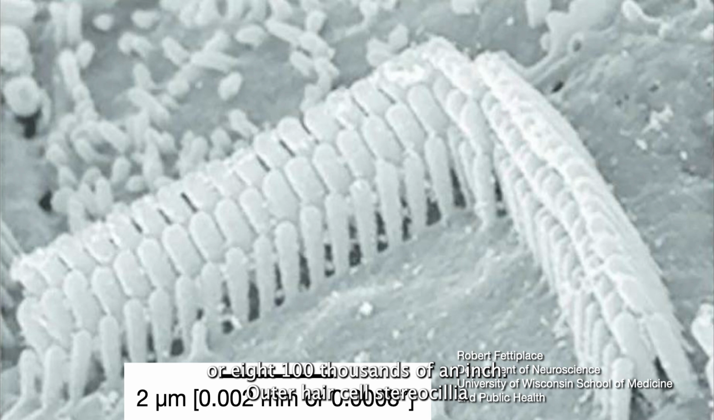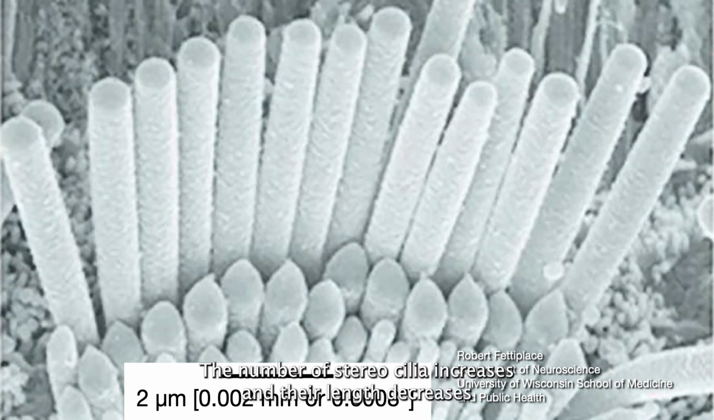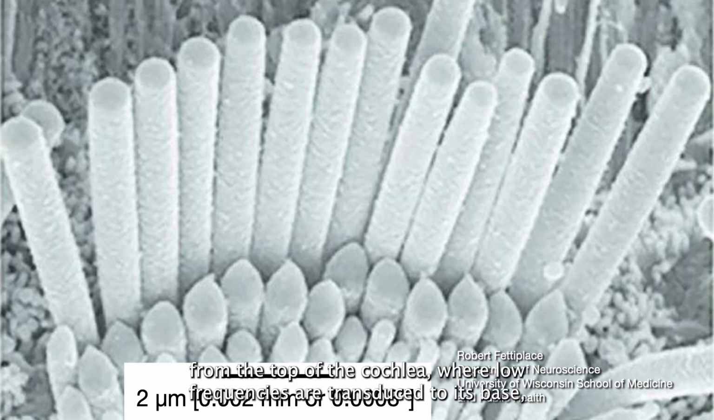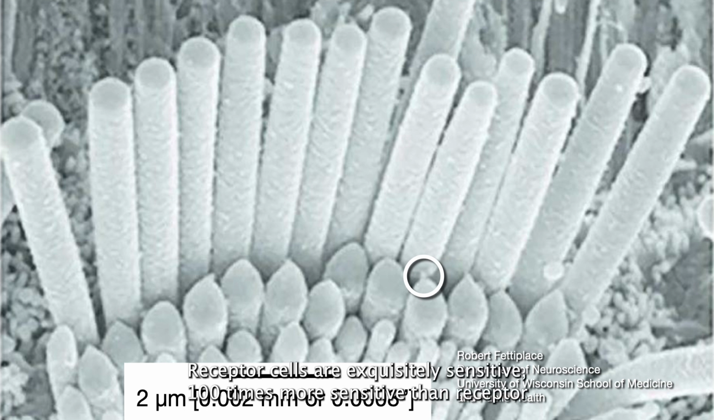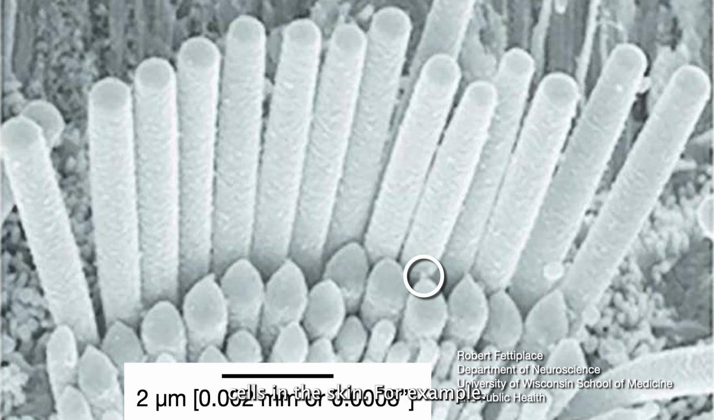Outer hair cell stereocilia are now known to be arranged in 3 V-shaped rows. The number of stereocilia increases and their length decreases from the top of the cochlea, where low frequencies are transduced, to its base, where high frequencies are transduced. Auditory transduction receptor cells are exquisitely sensitive, 100 times more sensitive than receptor cells in the skin, for example.